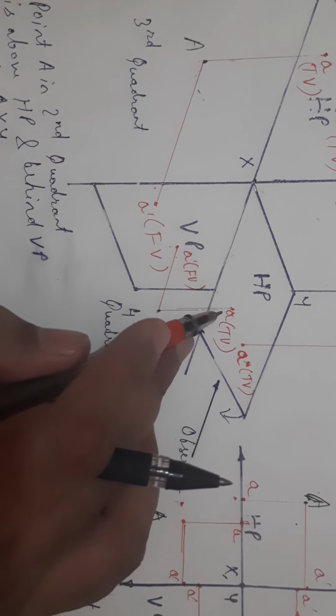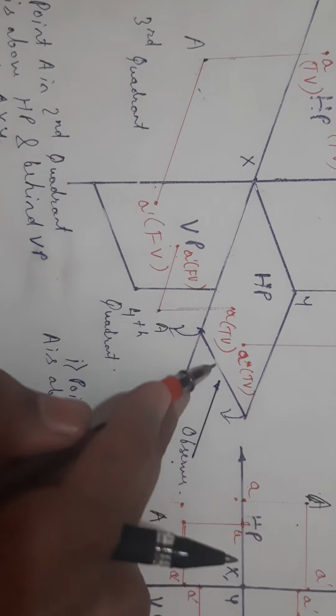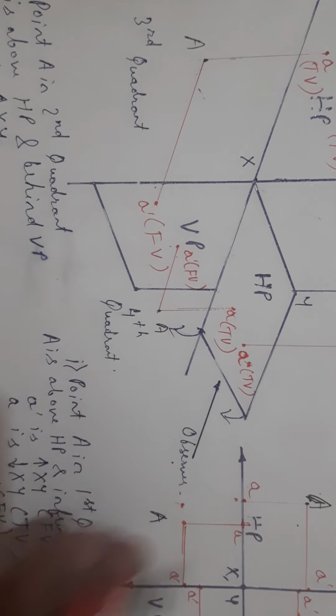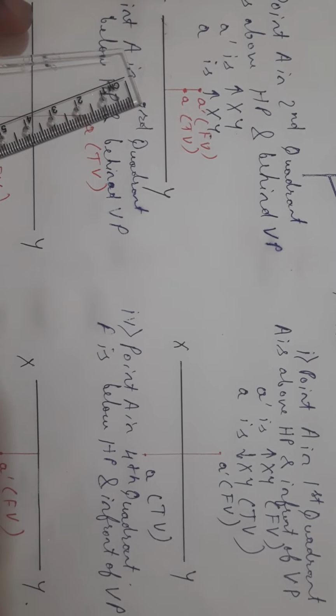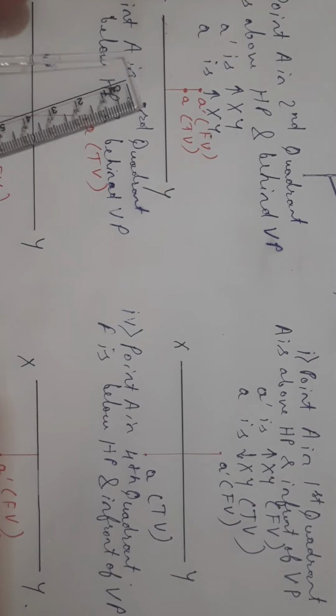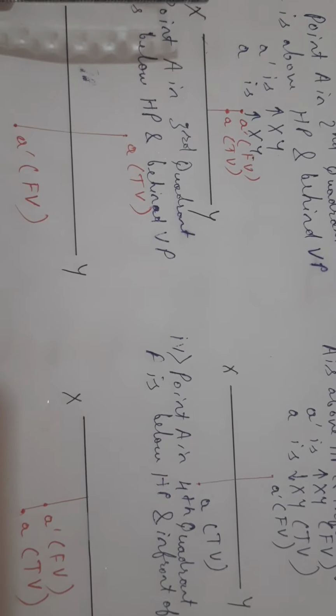If you need to see the point A, that is the top view, you need to rotate this entire plane in clockwise sense, and that is how the top view will also be below the XY line. So A is below the XY line. To be very specific, front view and top view both are below the XY line.